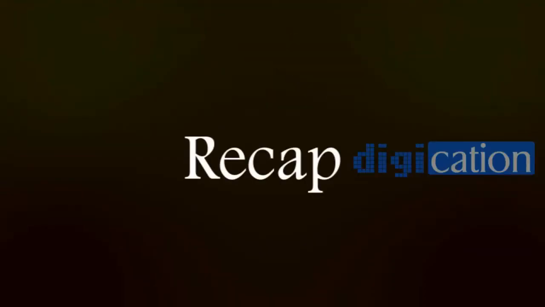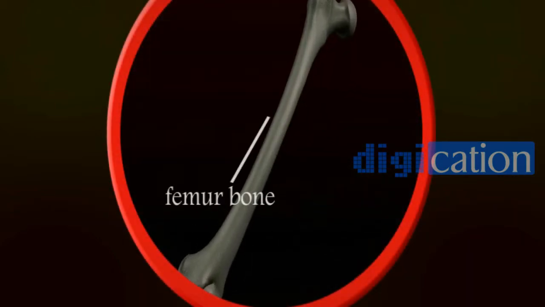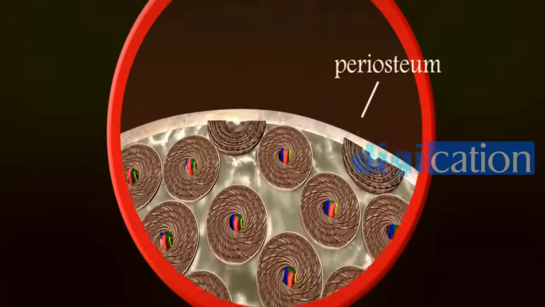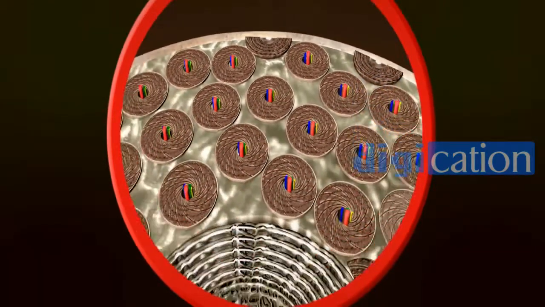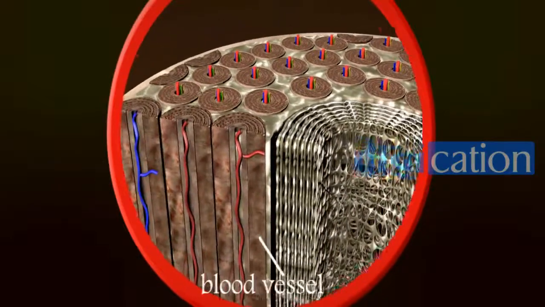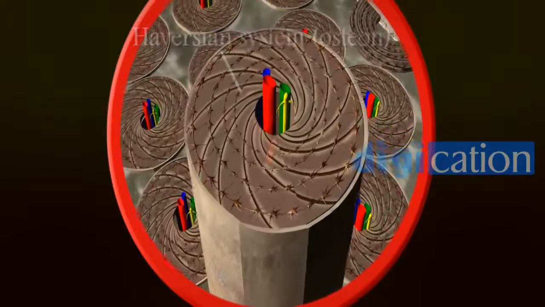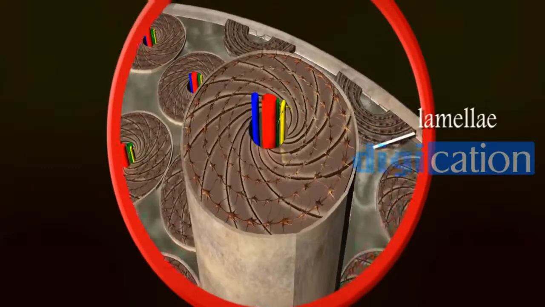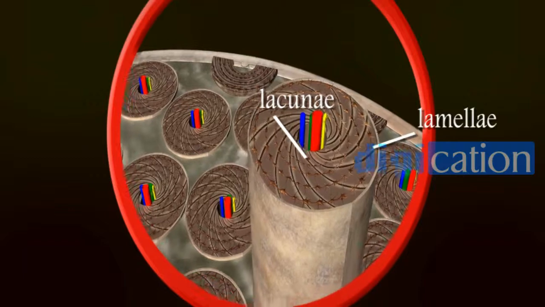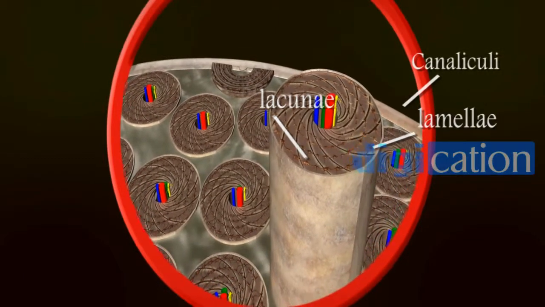A recap will help us remember that a long bone has a periosteum and numerous blood vessels. It has numerous Haversian systems, each of which has lamellae, lacunae, canaliculi, and a central Haversian canal.